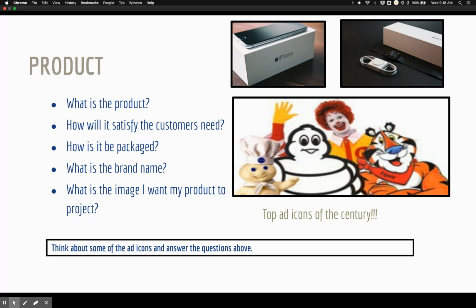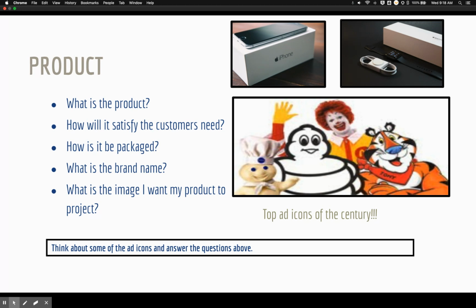But also, what about the packaging and the brand name? What is the image I want my product to project? So two things here on this slide. One, think about some of these ad icons that we've seen, with Tony the Tiger, the Michelin Man, the Pillsbury Doughboy, Ronald McDonald. What image do these companies want their products to project?